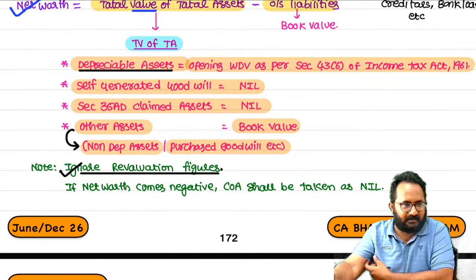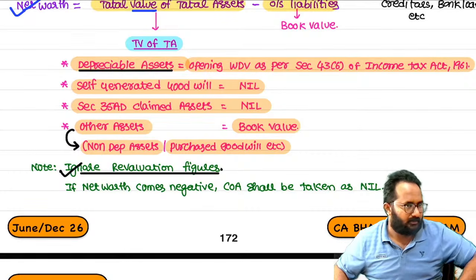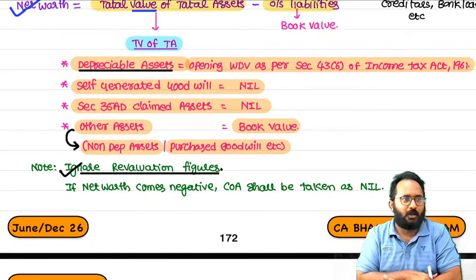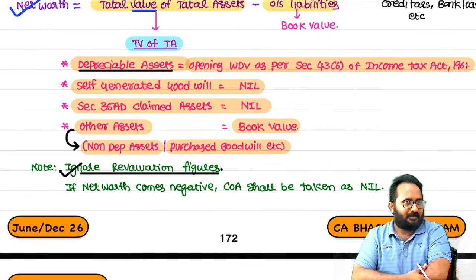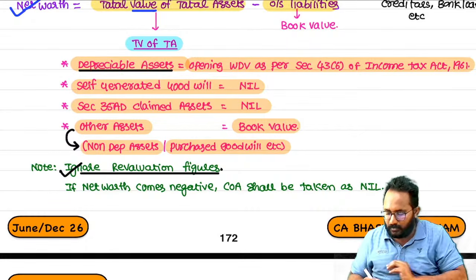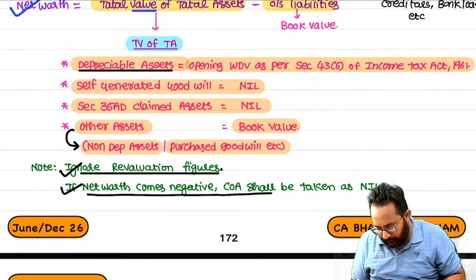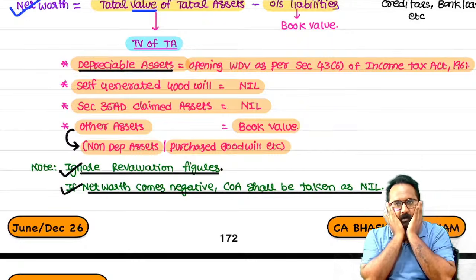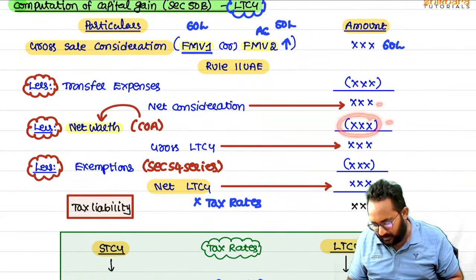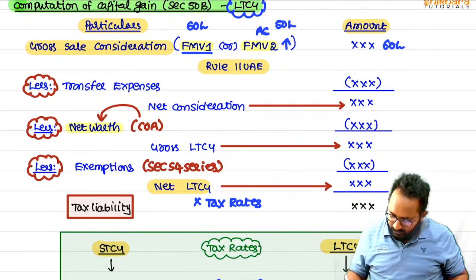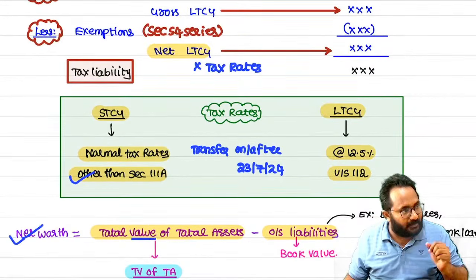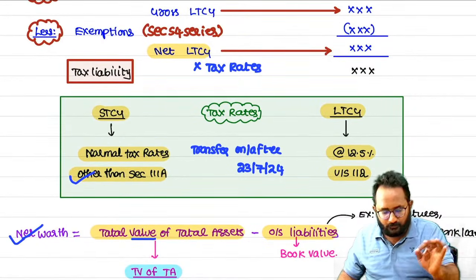In some cases, if you are doing business very badly, you will get more and more losses. On that occasion, if you calculate the net worth, you will get negative net worth also. It is possible. So if a negative net worth comes in our question, then for computing the capital gain, the net worth we have to take as nil. If positive, then you can reduce it from the sale consideration. If you got negative, here take 0. So don't forget that. Maybe they can test this way also. If negative is there, cost of acquisition shall be considered as 0. Next.